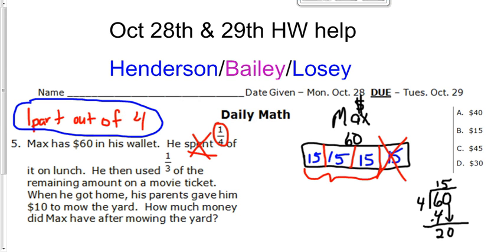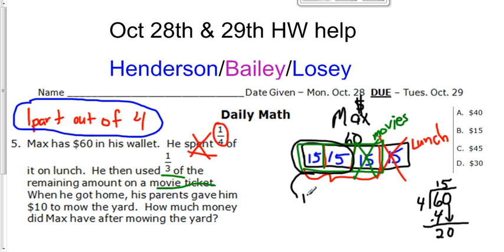He then uses 1/3 of the remaining amount on a movie ticket. What we have remaining is already broken into thirds. Just focus on what he has remaining. It's already in third sections, 1 out of 3. So that means each section is worth 15, and it says he used 1/3 on a movie ticket. So now $15 is gone on the movies. So that means all that's left is 2/3 of it.